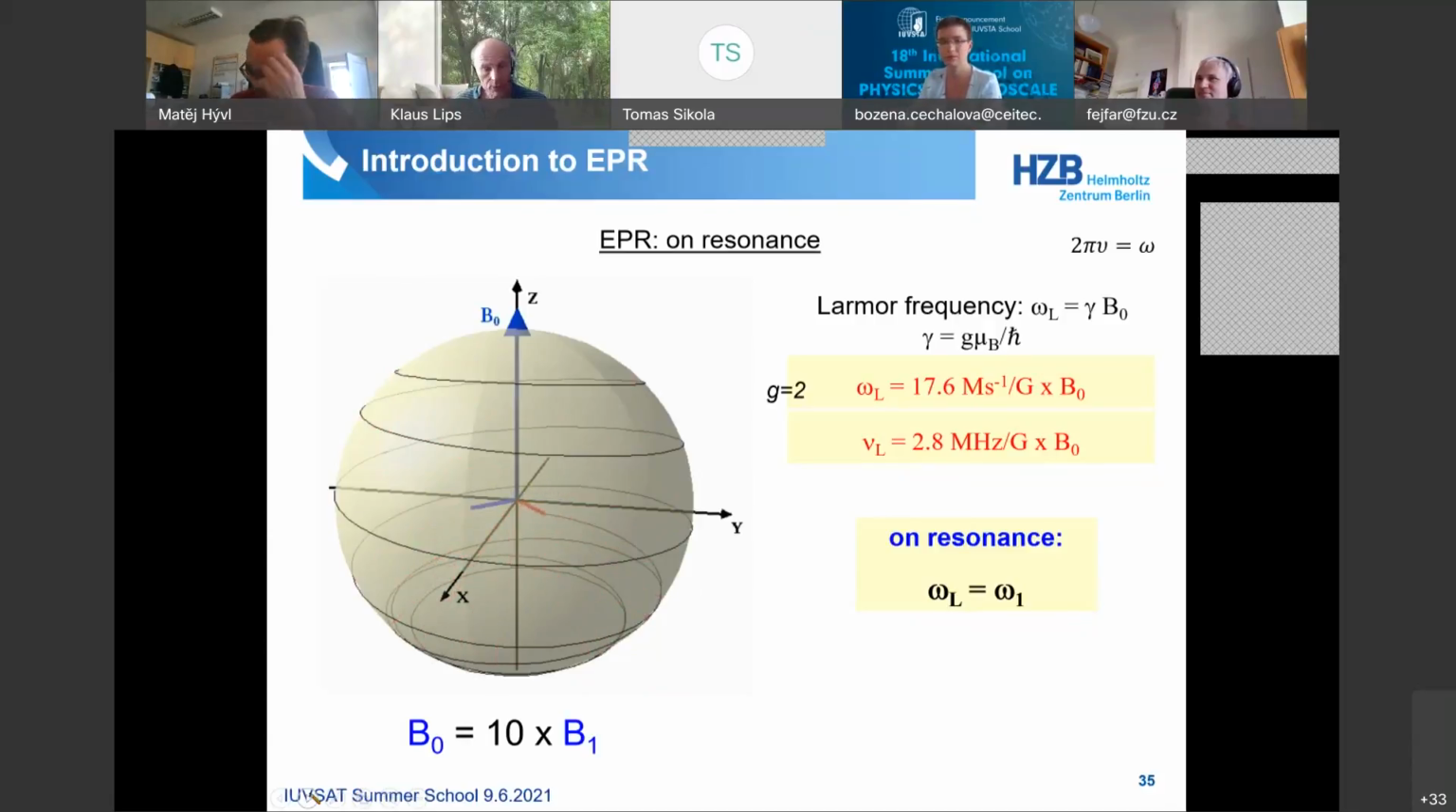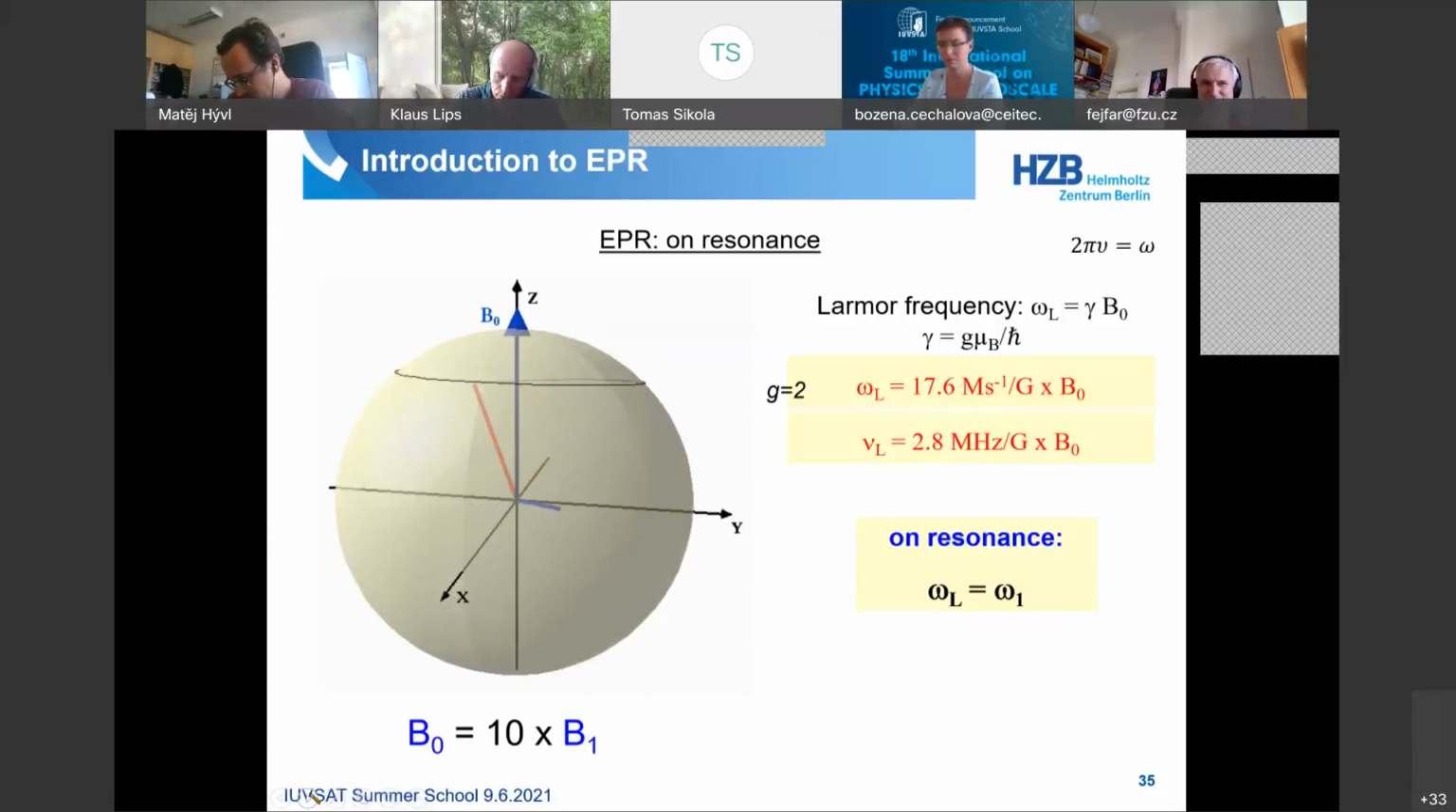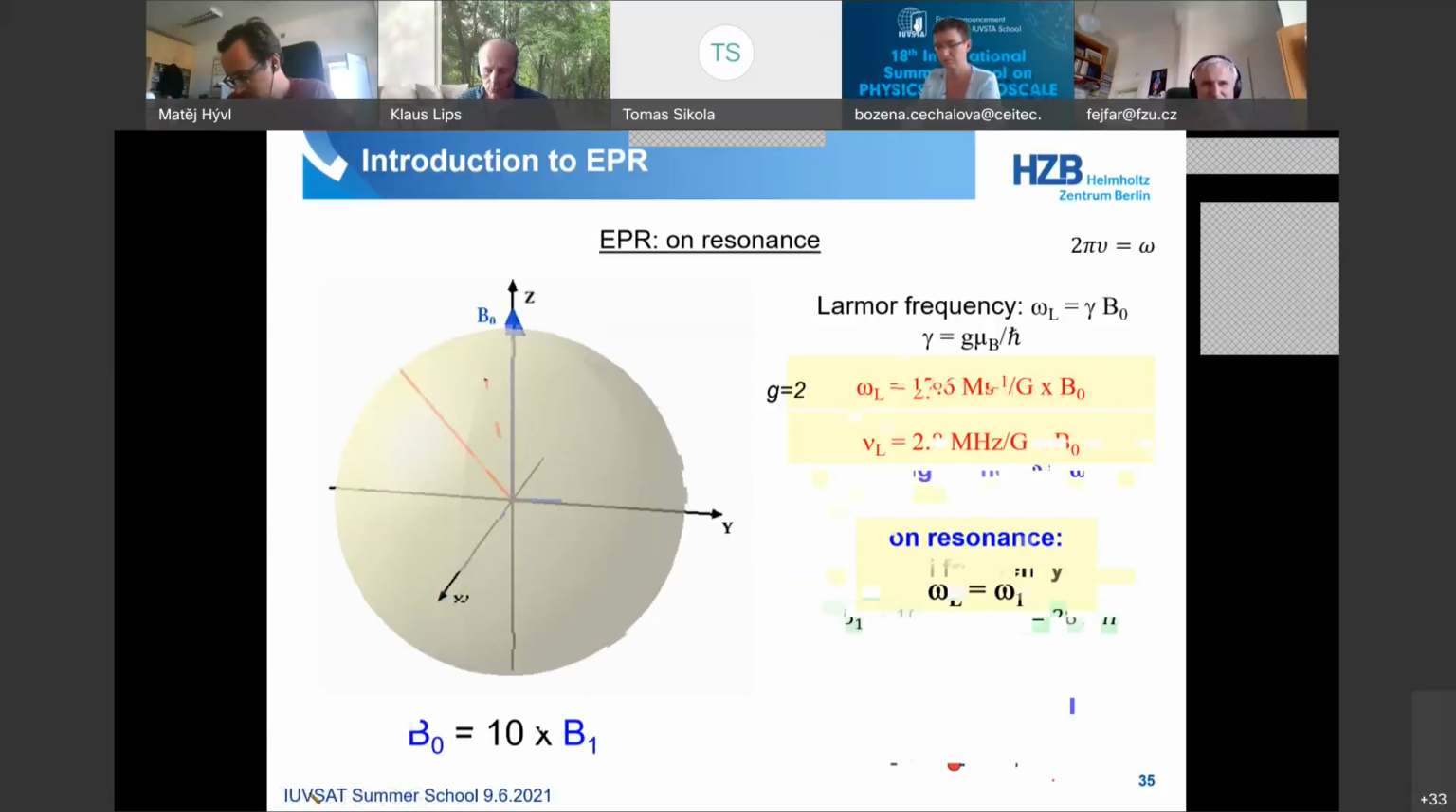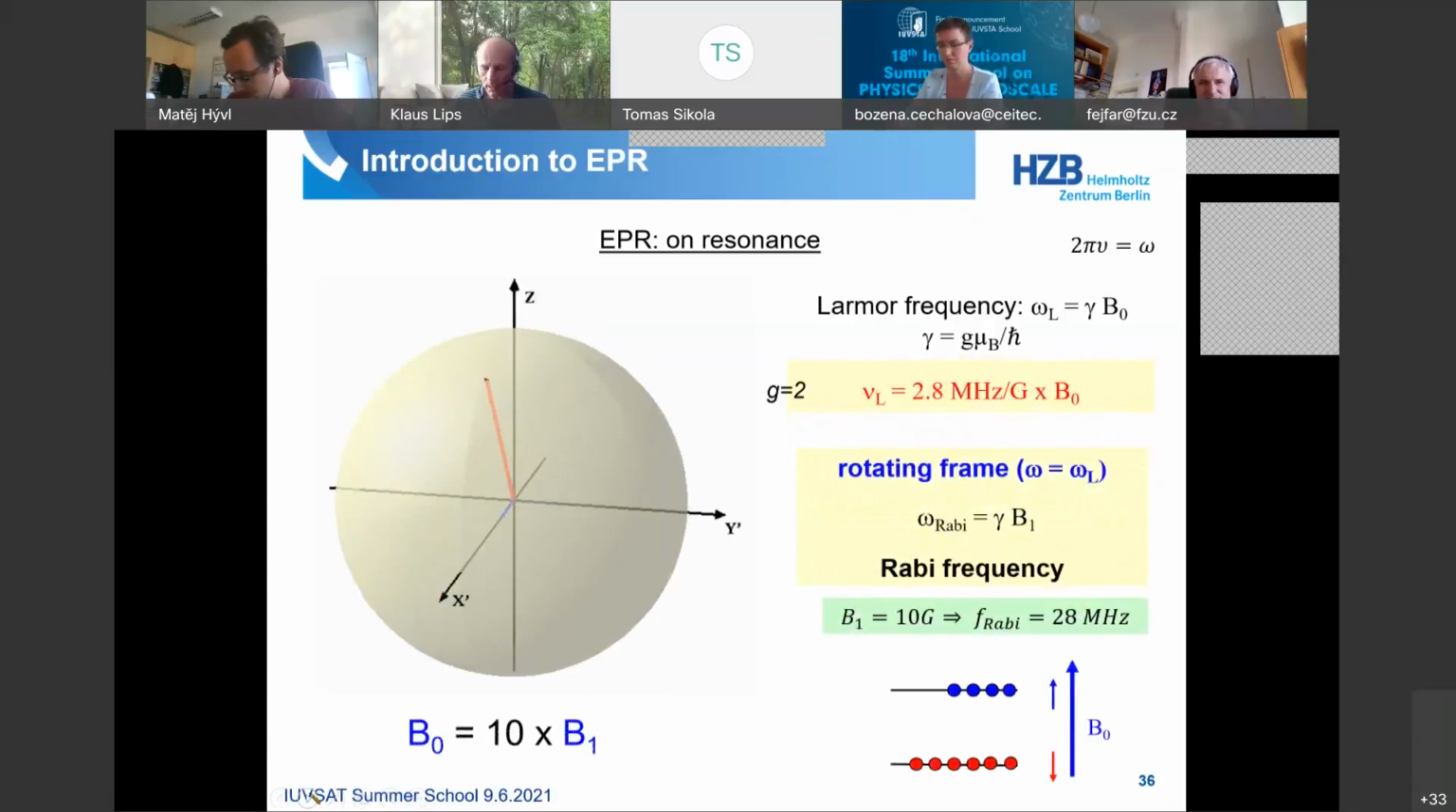Now let's do a trick, because it becomes much simpler: let's rotate the coordinate system with the Larmor frequency. So instead of a fixed coordinate system, we are rotating with the Larmor frequency. That means this whole thing is now rotating with the Larmor frequency, and we give the axes the names X prime and Y prime. And in that rotating frame, the magnetic field is now fixed, because we're rotating as quickly as that B1 field is moving.